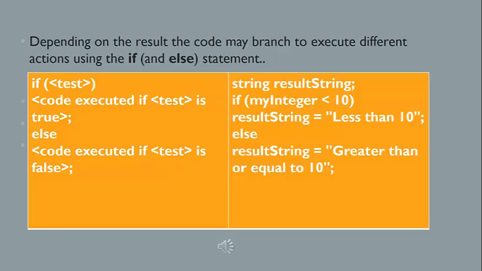Code structure for such a comparison is if, open parentheses, test, close parentheses, code executed if test is true, else, code executed if test is false. The code with the variables and conditions added on the right looks like: string result string; if (my integer is less than 10) result string equals "less than 10"; else result string equals "greater than or equal to 10".